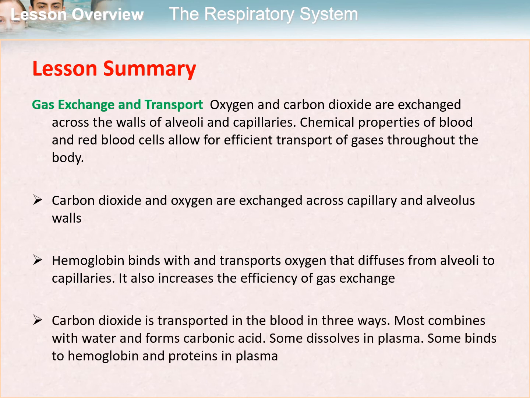Carbon dioxide is transported in the blood in three ways. Most combines with water and forms carbonic acid. Some dissolves in plasma. Some binds to hemoglobin and proteins in plasma.